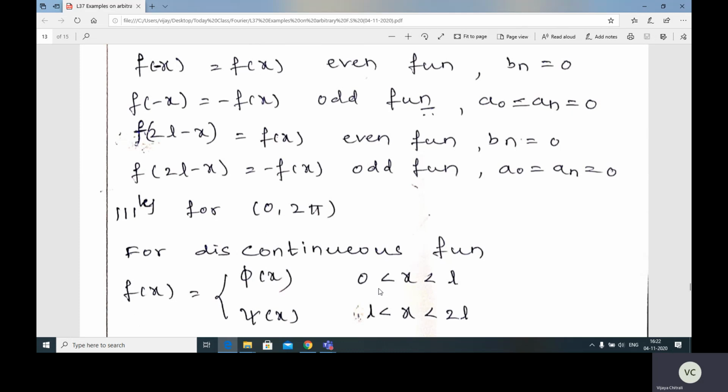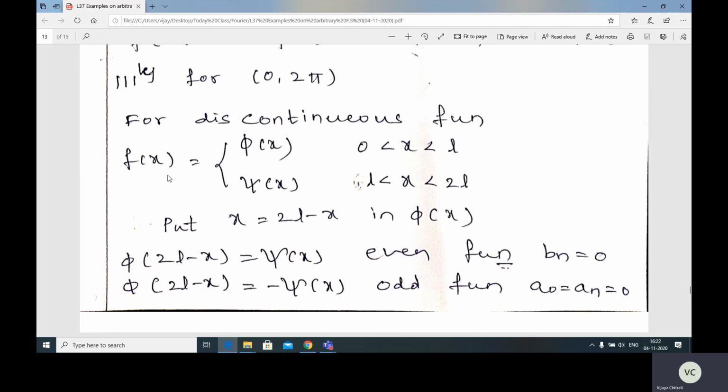Suppose a function is discontinuous and is divided into two subfunctions, like phi of x with interval 0 to L and psi of x with interval L to 2L. To check whether the given function is even or odd, if the interval is minus pi to plus pi or minus L to plus L, substitute x as minus x. If you get plus f of x, even function, bn is 0. If you get minus f of x, odd function, a0 and an both equal 0.